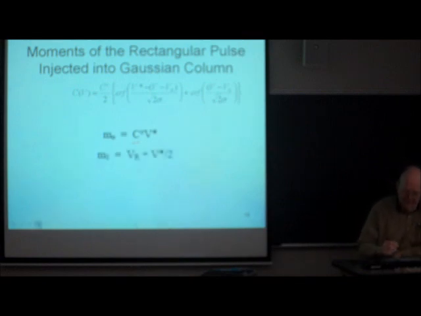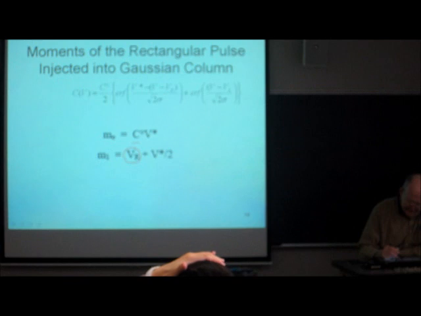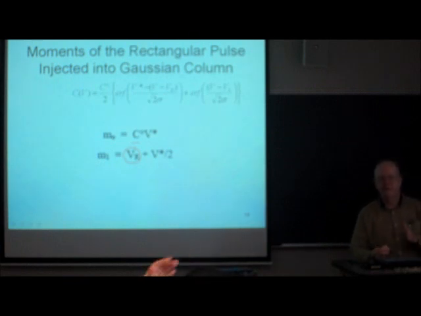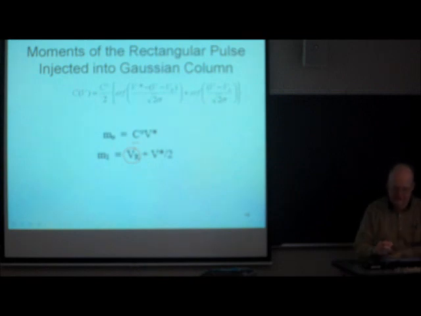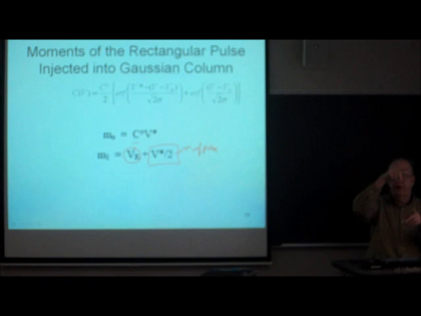The first moment works out to be the retention volume of the Gaussian part of the system, the column, plus 1/2 of the volume, the rectangular pulse width divided by 2. In fact, this is the first moment of the pulse, which makes sense. If you have a rectangular pulse, the center of gravity is half its width.